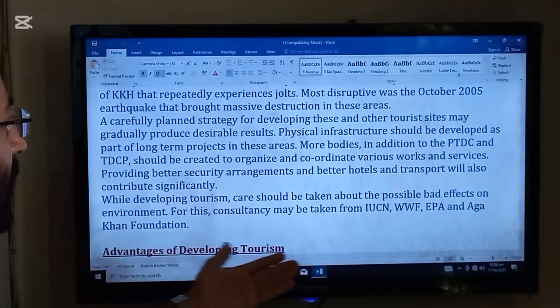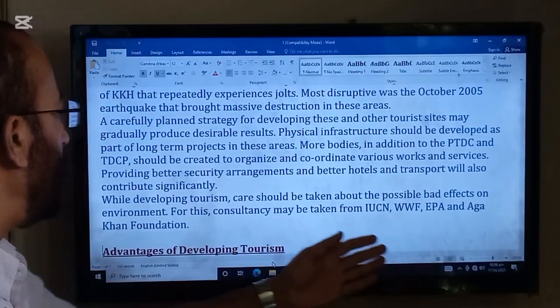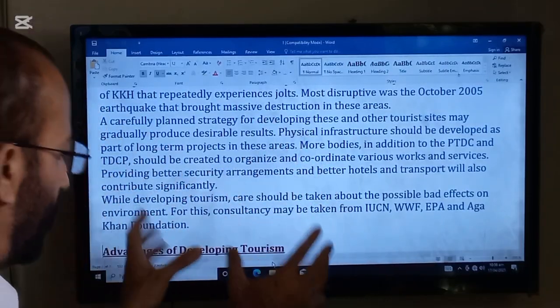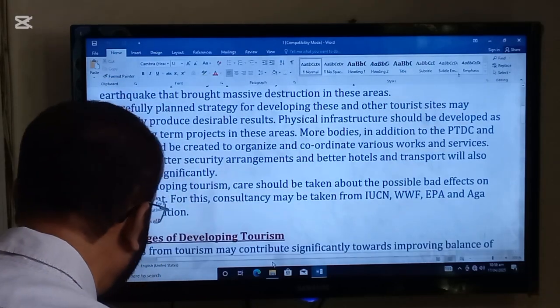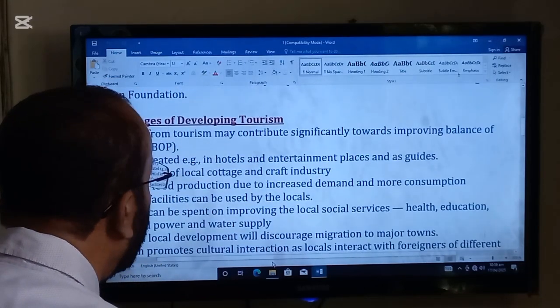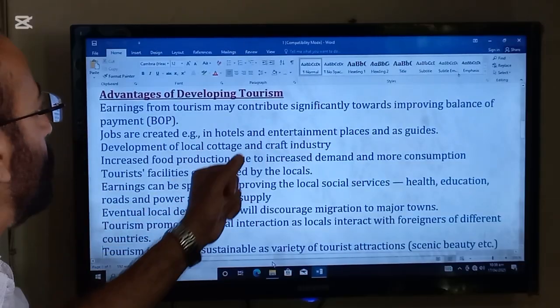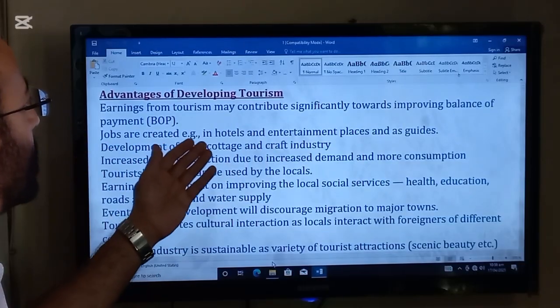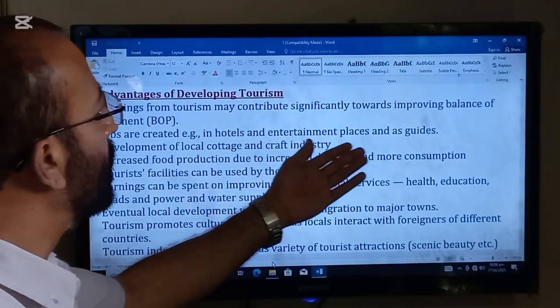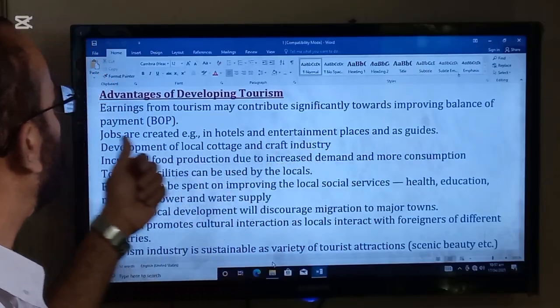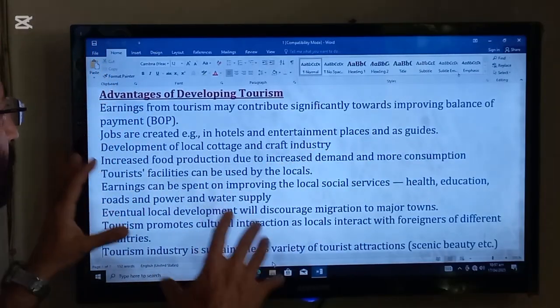And Aga Khan Foundation, WWF, EPA. So this is the feasibility of the tourism in Pakistan. The next point which we are going to read is the advantages of developing tourism. Earnings from tourism may contribute significantly towards improving the balance of payment. So this is the first advantage.